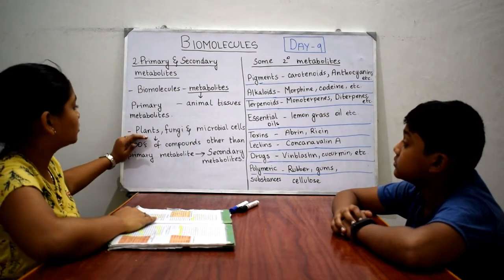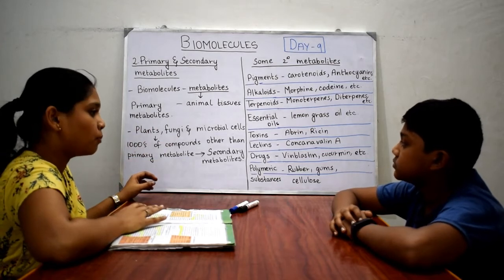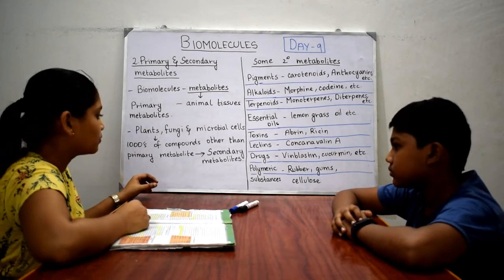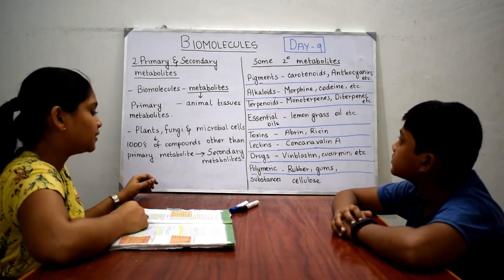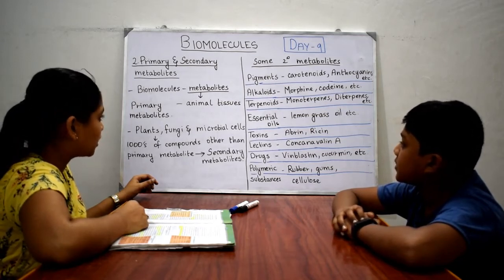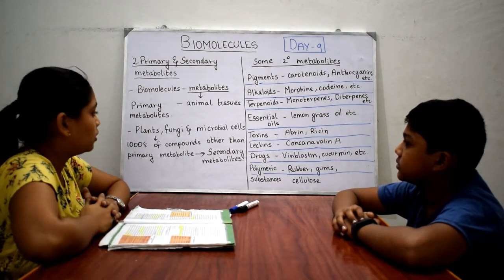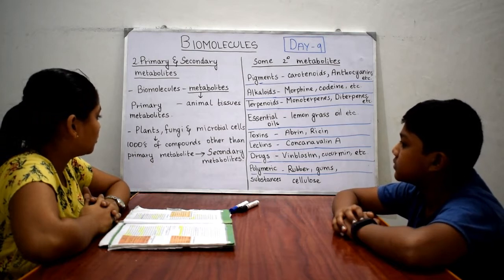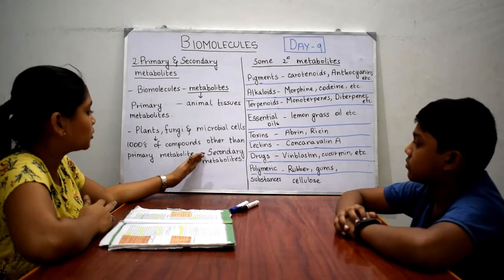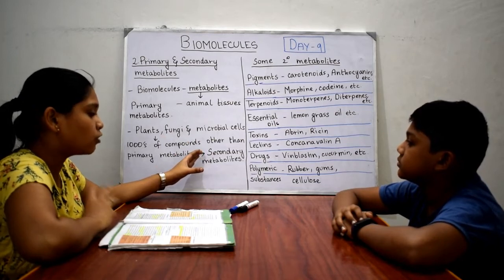But when you take other organisms like plants, fungi, and microbial cells, they have thousands of compounds other than primary metabolites, that is, other than what animals have. These compounds are known as secondary metabolites. Primary metabolites do more functions and play a very great role. These secondary metabolites do not have that many functions, but they have some chemical and economic importance.